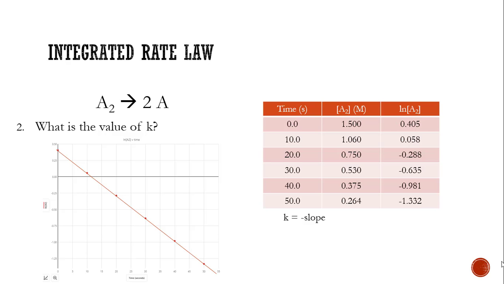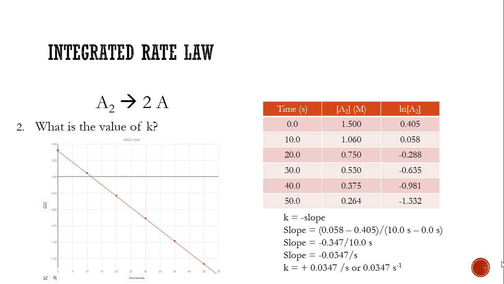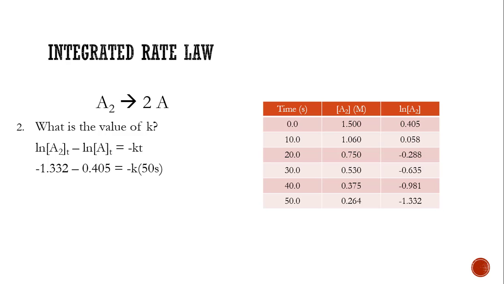Graphically, calculate the slope because the value of the rate constant is the absolute value of the slope. Pick any points. We went from 0 and 10 seconds. Run through the math, and you get K equals positive 0.0347 per second. You can use the equation. Plug in the values you know, then solve for K. End up with positive 0.0347 per second.